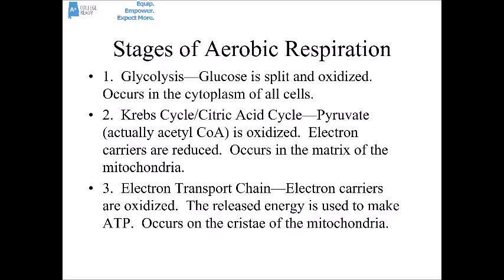The electron transport chain, the final step of aerobic respiration: during this process, electron carriers are oxidized, and the energy released is used to make lots of ATP. This occurs on the cristae of the mitochondria in eukaryotes and on the inner folds of the cell membrane in aerobic bacteria.